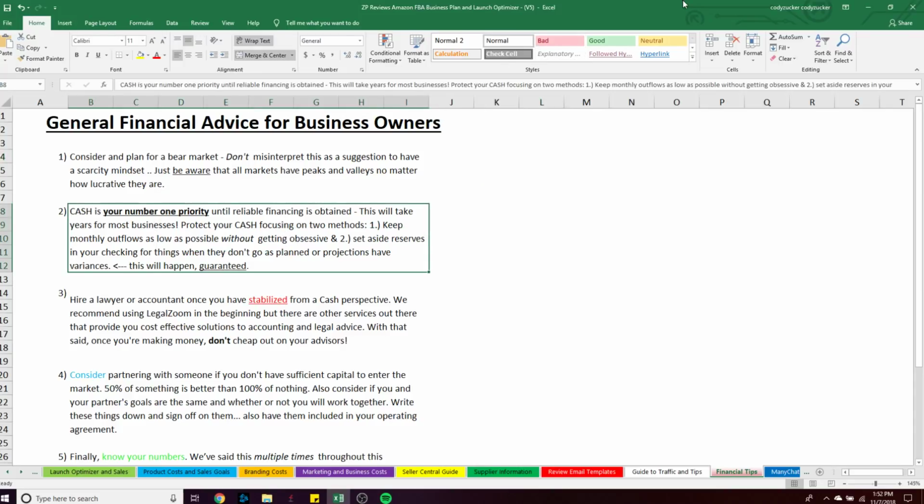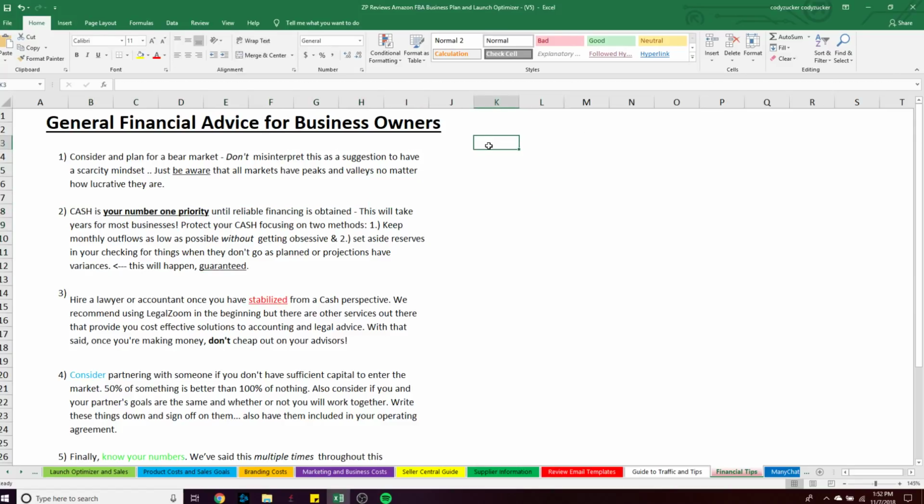Number 2, I'm not going to read this one verbatim, but cash is your number one priority until reliable finance is obtained. I cannot stress this enough. So cash is king. Obviously, for a small business, you have to have cash. If you don't have cash, you don't pay your bills, and then bad stuff starts to happen.